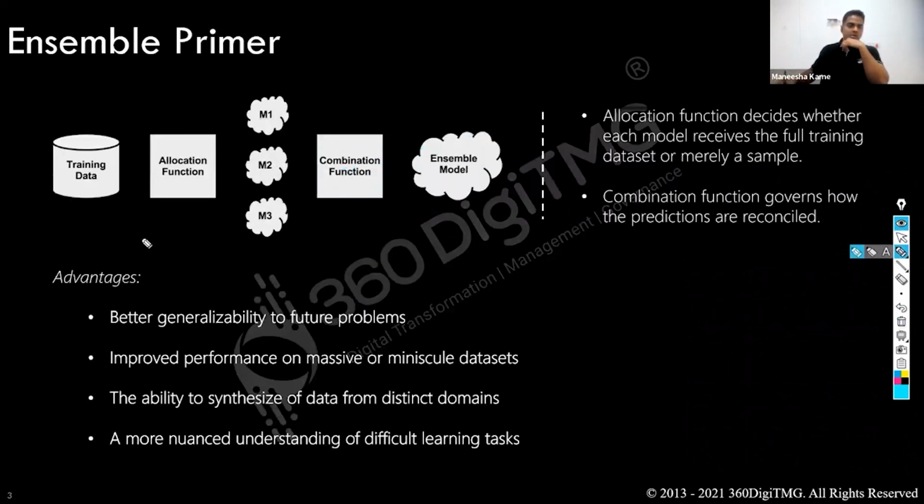Ensemble technique is all about allocating the data set, training data to different models. And then you build different models and you combine the different models. And then you get the final result.